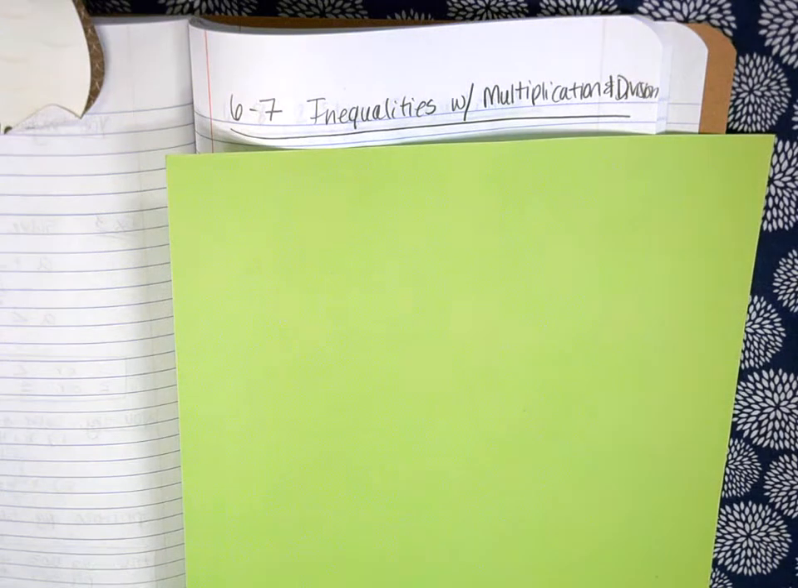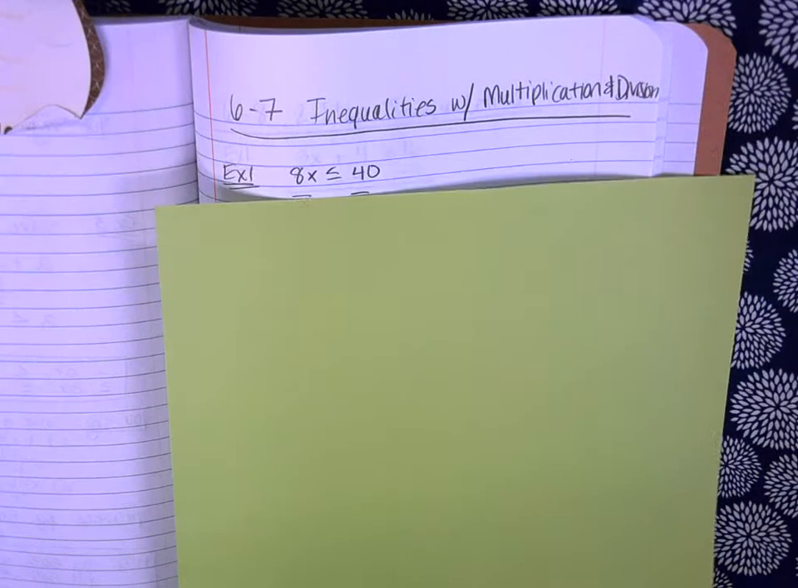Okay, so 6.7 is inequalities, still inequalities, but now we're going to multiply and divide. 6.6 was just adding and subtracting with inequalities. 6.7 is multiplying and dividing. We are going to do 6.8 today as well, which is basically taking the two, putting them together with two steps. Okay? So let's start with 6.7.